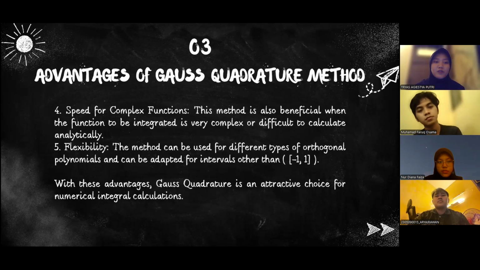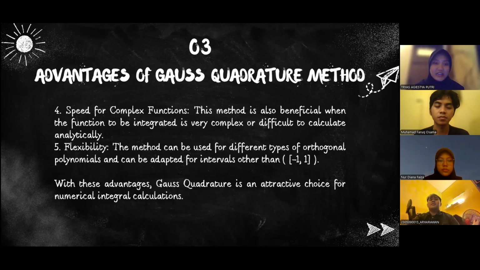Fourth is speed for complex functions. This method is also beneficial when the function to be integrated is very complex or difficult to calculate analytically. And the last is flexibility. The method can be used for different types of orthogonal polynomials and can be adapted for intervals other than -1, 1. With these advantages, Gauss quadrature is an attractive choice for numerical integral calculation.